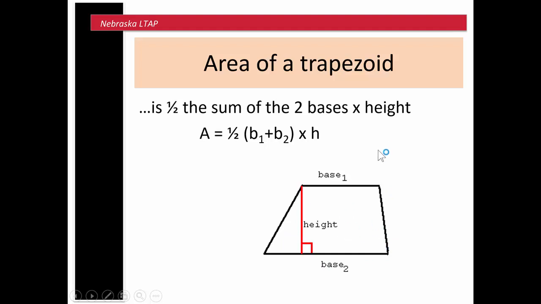So the formula for calculating the area of this type of shape is 1/2. Going back to when you've got that triangle in there, it's 1/2 base 1 plus base 2, these two parallel lines, times the height. And again, the height, remember from when we were talking about triangles, is perpendicular to the base, or at 90 degrees. Okay, so 1/2, adding these two bases together, and then multiplying times the height.